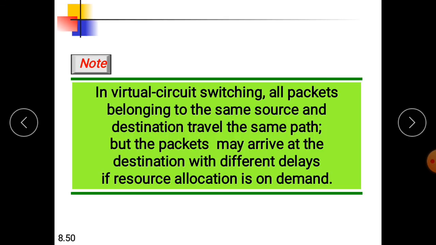Now, what's the efficiency of this network? In virtual circuit switching, all packets belonging to the same source and destination travel the same path, but the packets may arrive at the destination with different delays if the resource allocation is on demand. So there is one big advantage in virtual circuit. Even if the resources are on demand, the source can check the availability of the resources without actually reserving them.